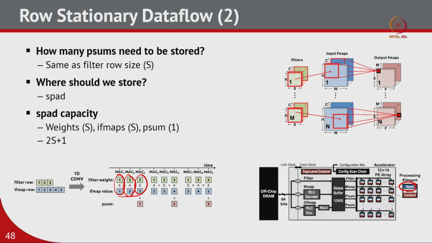Now, the total scratch pad capacity: the scratch pad should store the weights. We have S number of weights, which is nothing but the filter row. If we have S number of weights, we have to store S number of input feature map values, right. Remember we are performing element wise multiplication of each of the weights with each of the input feature map values. And finally, we have to store one partial sum per input, correct. So, that is why the total scratch pad capacity has to be S plus S, which is nothing but 2S, right. So, that is the scratch pad capacity.